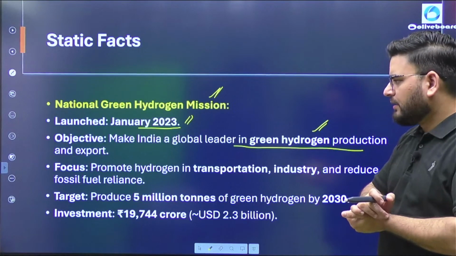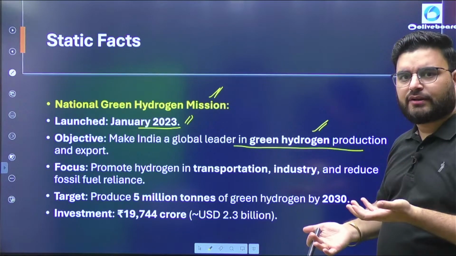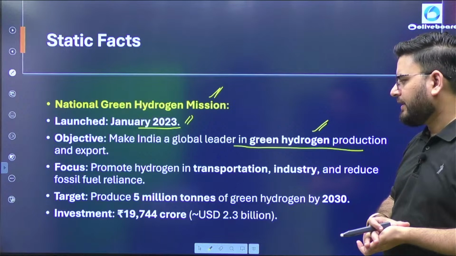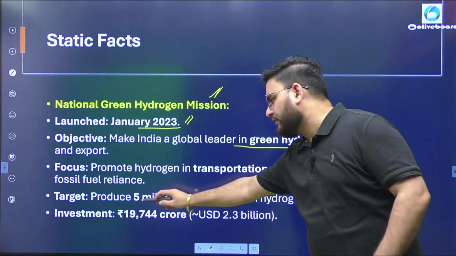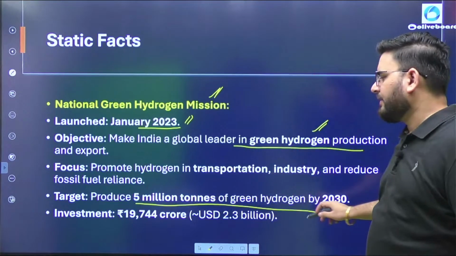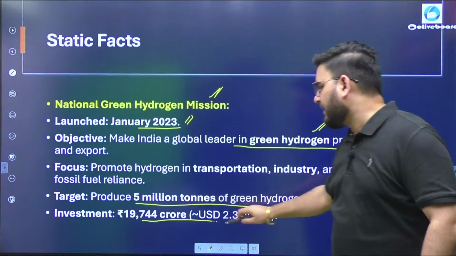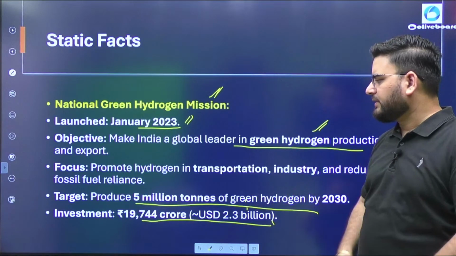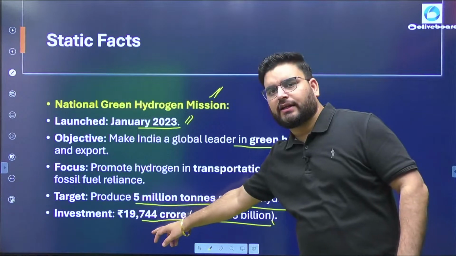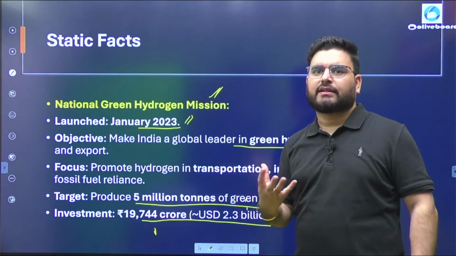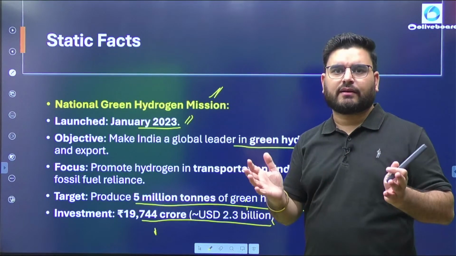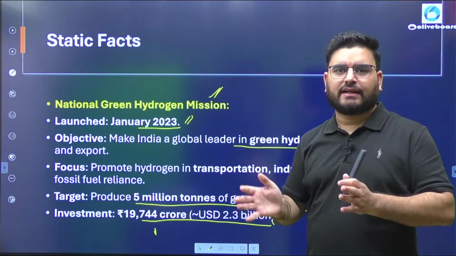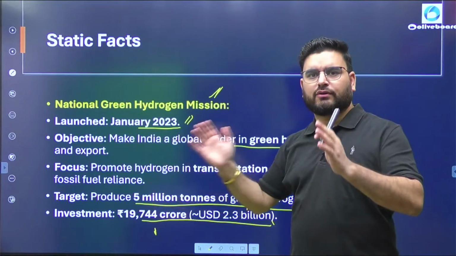Okay. So the focus is to promote green hydrogen in public transport. Right. And there are some specific targets. You don't have to remember these units. Right. Investment is more than 20,000. Okay. But you can remember this outlay. Every scheme has a certain amount to make it a reality. This amount is for the initial phase.